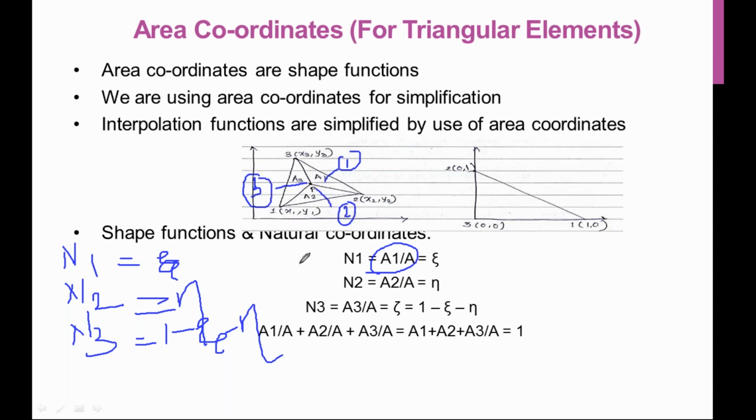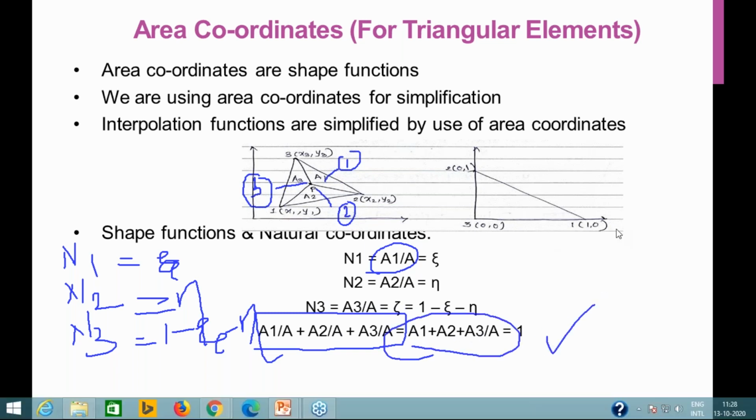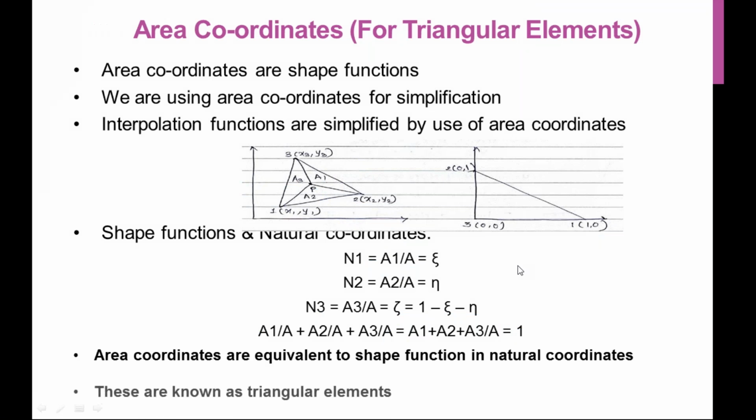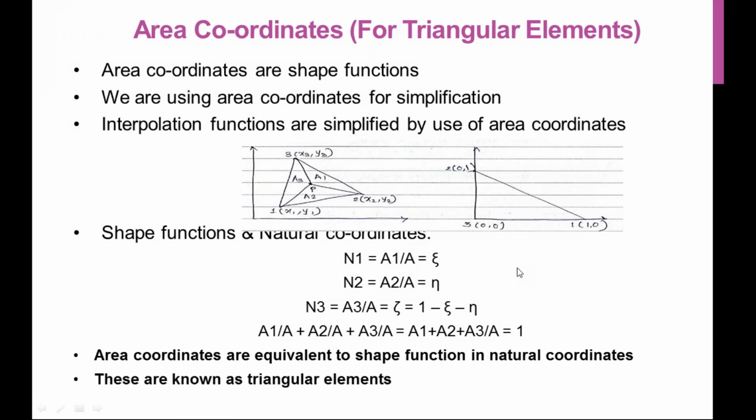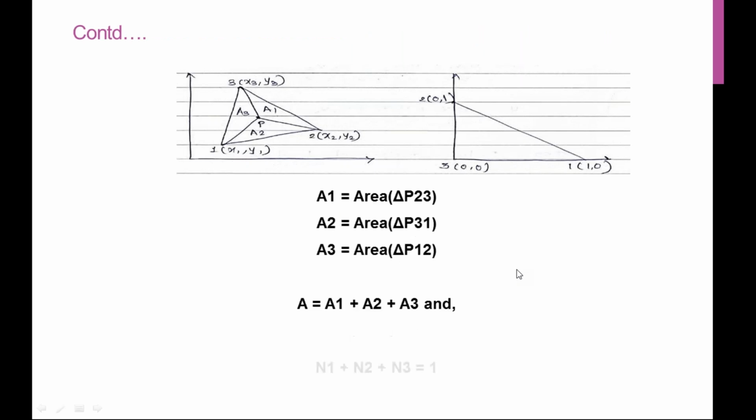A2 is the area of this second triangle, and A3 is the area of this third triangle. Then A1 upon A is equal to zeta, A2 upon A is equal to eta, and A3 upon A is equal to psi, which is 1 minus zeta minus eta. Ultimately, (A1 plus A2 plus A3) upon A is equal to 1. So area coordinates are equivalent to shape functions in a natural coordinate, and these are also known as the triangular elements.